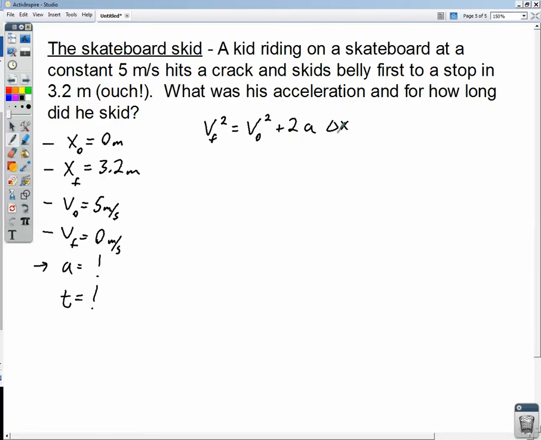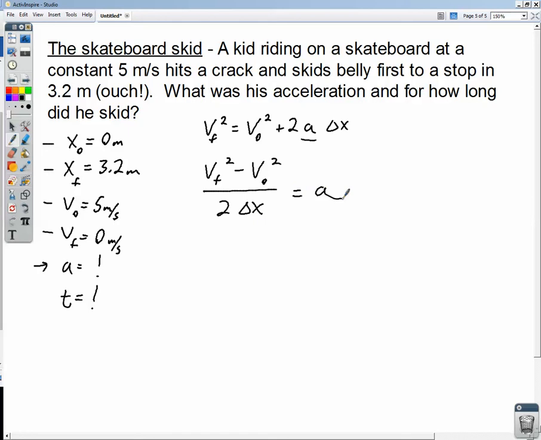And now I'm going to plug in what I know. Actually, no, I'm not going to do that. First, I'm going to solve for what I'm trying to find. The variable I'm looking for is a, so let's just go ahead and isolate it. V final squared minus v naught squared, and we're going to divide by 2 delta x is equal to a. Now I can just plug and chug.